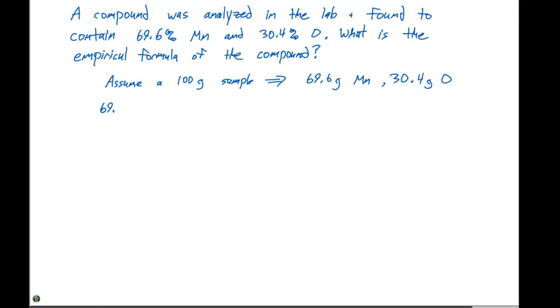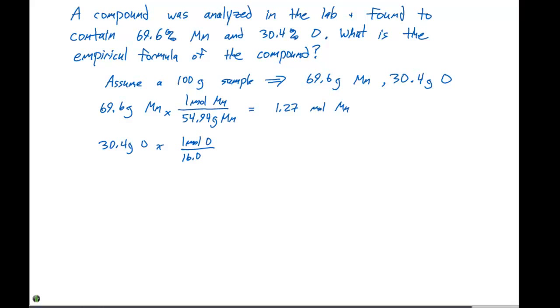So here we have 69.6 grams of manganese times, if we look on the periodic table, there are 54.94 grams of manganese in 1 mole of manganese. This gives us 1.27 moles of manganese. Next, we take the 30.4 grams of oxygen times 1 mole of oxygen in 16.00 grams of oxygen. This gives us 1.90 moles of oxygen.